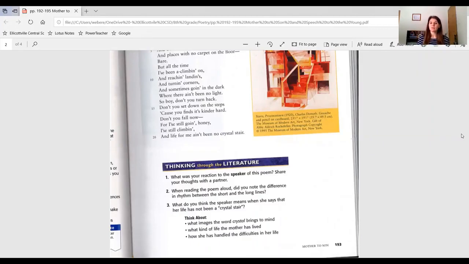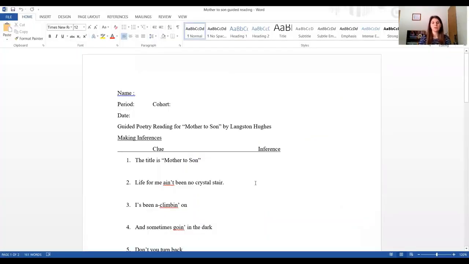And what do you think the speaker means when she says that her life has not been a crystal stair? So think about that idea of a crystal stair. We're going to touch on that as we go through this guided poetry page. So we'll come back to that. Let's take a look over here. So first of all, let's make our inferences. You can simply handwrite in the column underneath inference, but the title is Mother to Son. What does that mean? What do we infer from that? We can figure out that it is a mother talking to her son, right?